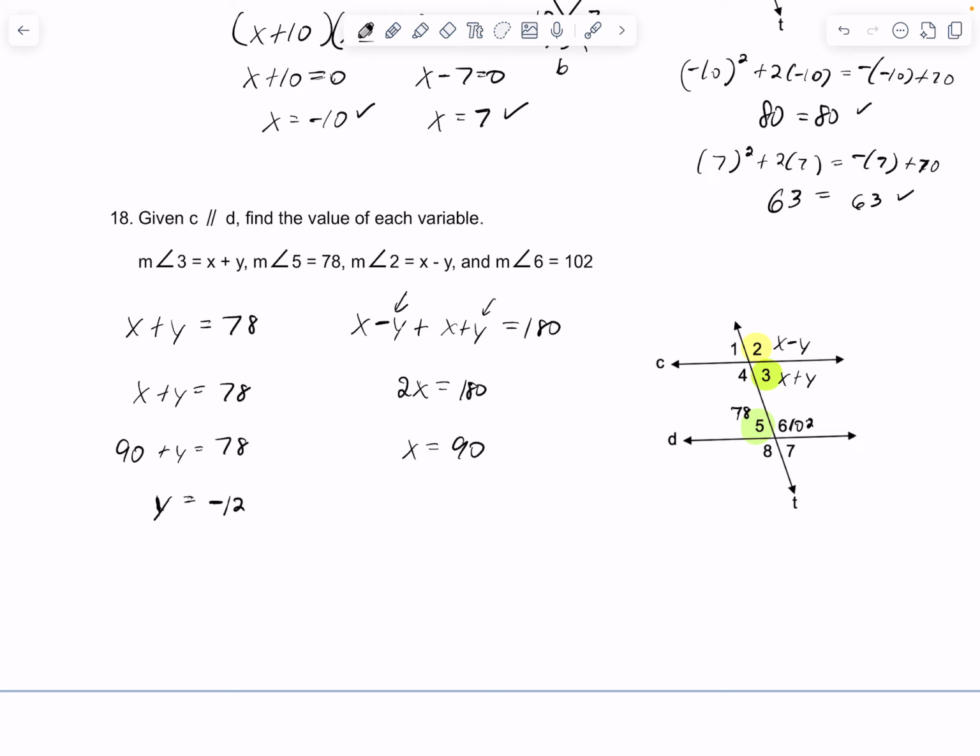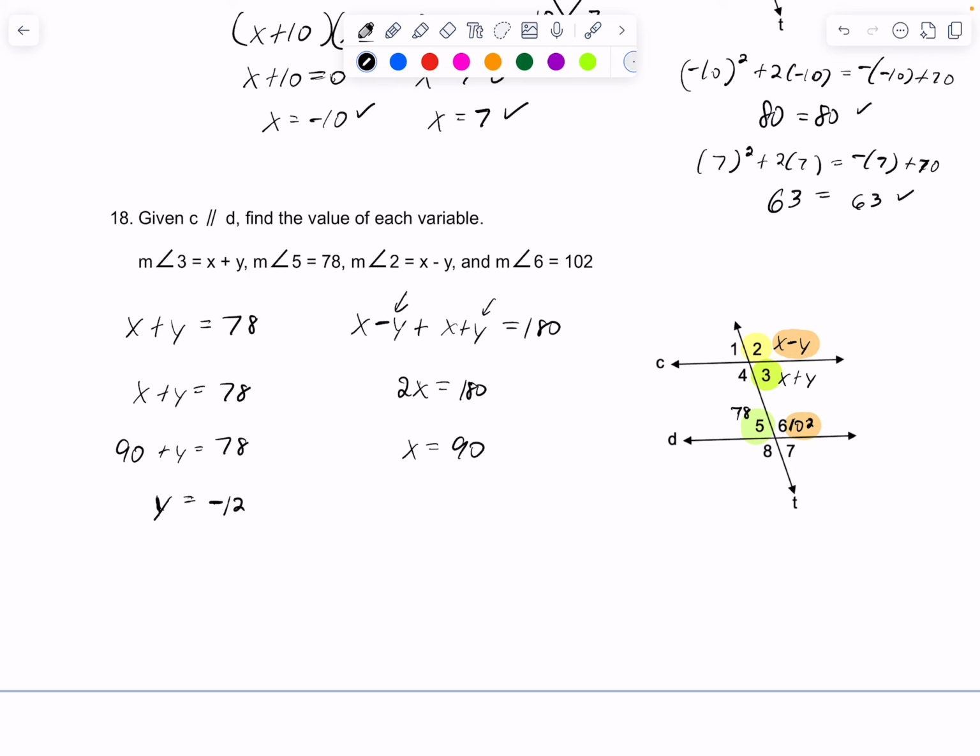Okay, now we can plug those back in to check if you want to. All right, so we need the x plus y equal to 78, which we know that's true. We got that y from there. And then we could also see is x minus y equal to one that we didn't use, and you might have used it on your paper, is x minus y should be equal to 102.